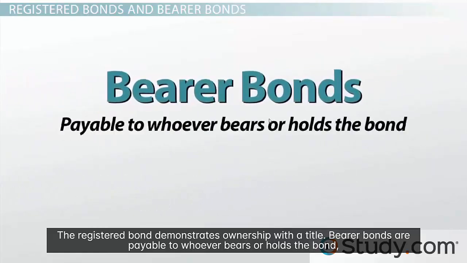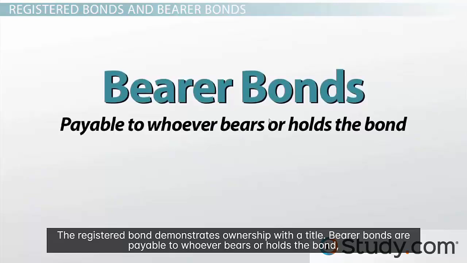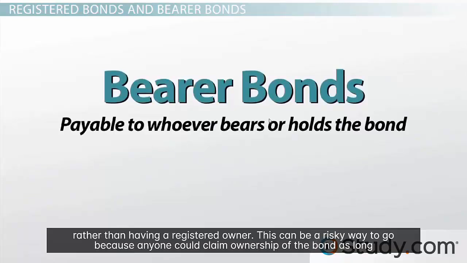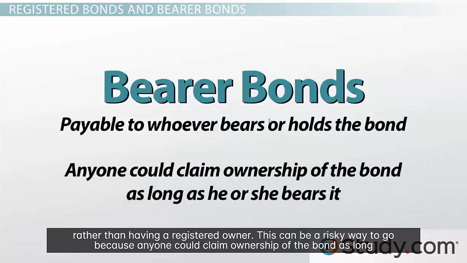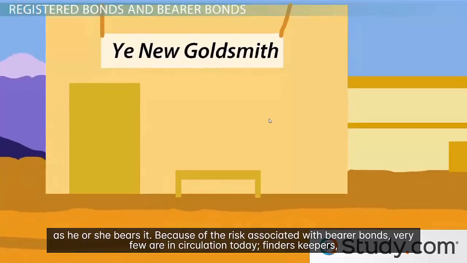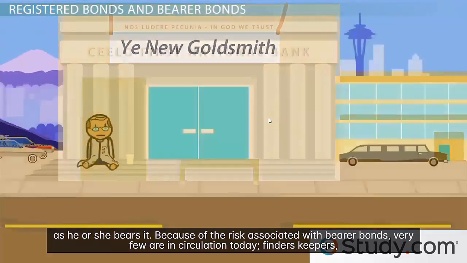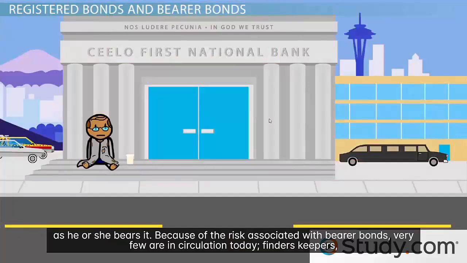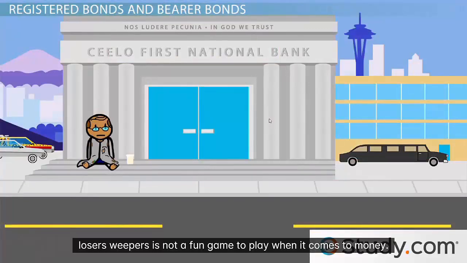Bearer bonds are payable to whoever bears or holds the bond, rather than having a registered owner. This can be a risky way to go because anyone could claim ownership of the bond as long as he or she bears it. Because of the risk associated with bearer bonds, very few are in circulation today. Finders keepers, losers weepers is not a fun game to play when it comes to money.